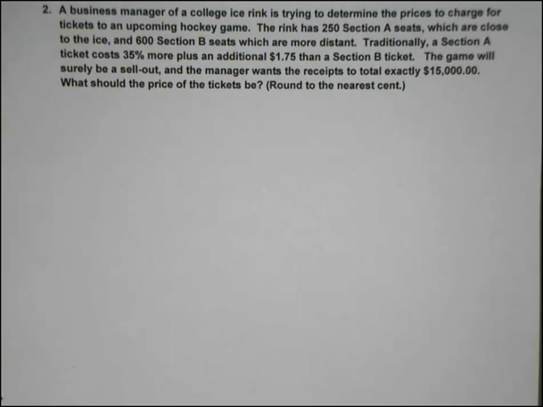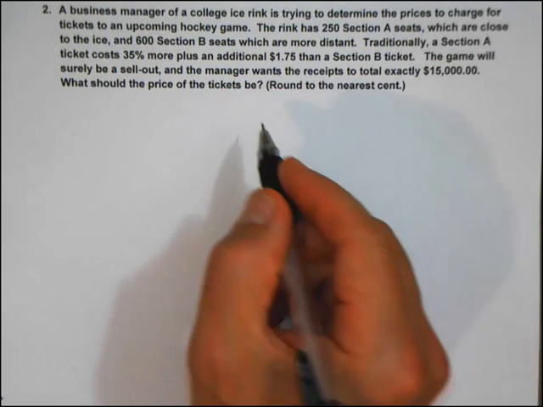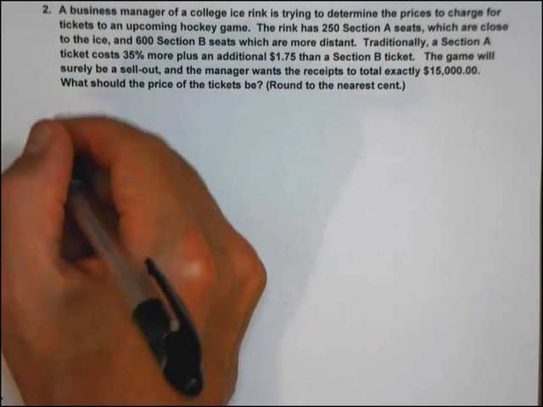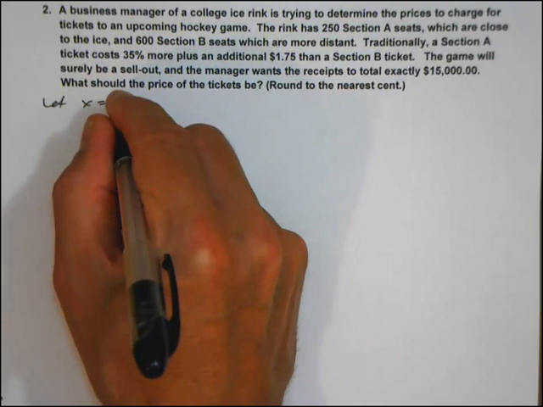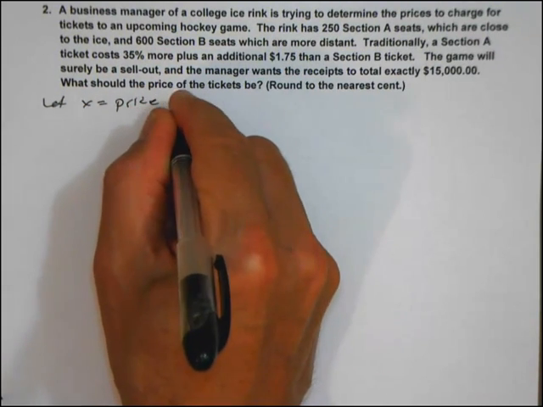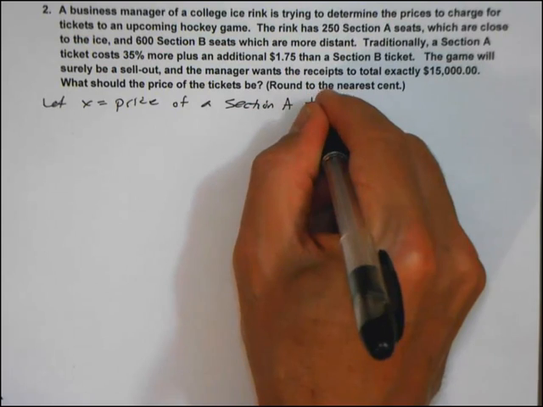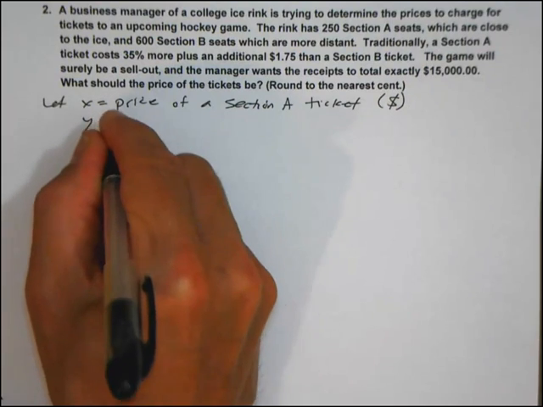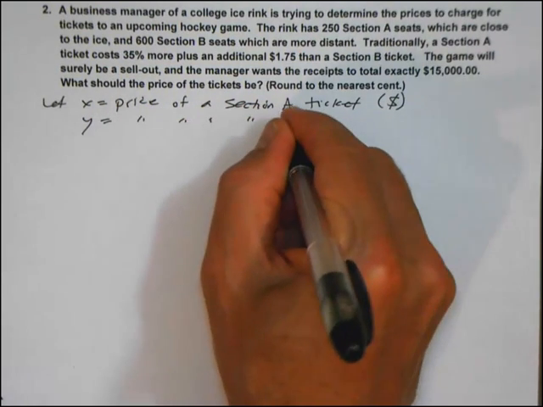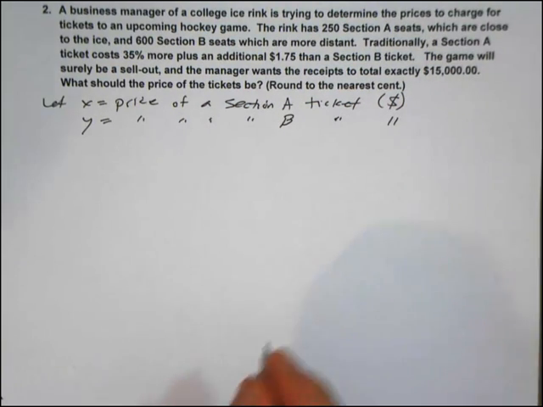All right, as far as some variable definition goes, maybe looking at this main question, what should the prices of the tickets be? This might be a good source of variable definitions. Perhaps we could let X equal the price of a Section A ticket, in dollars. And then Y will be the price of a Section B ticket, also in dollars.